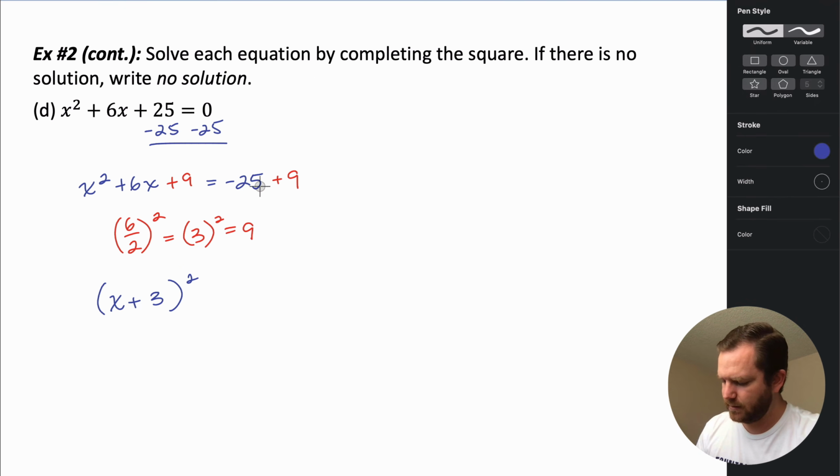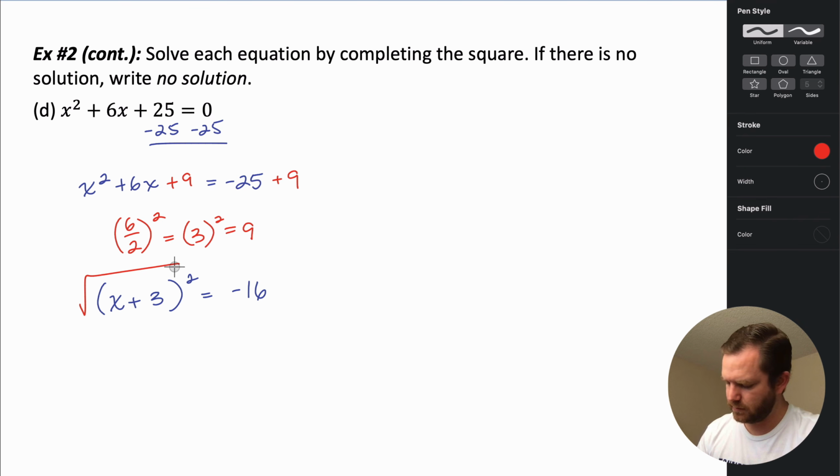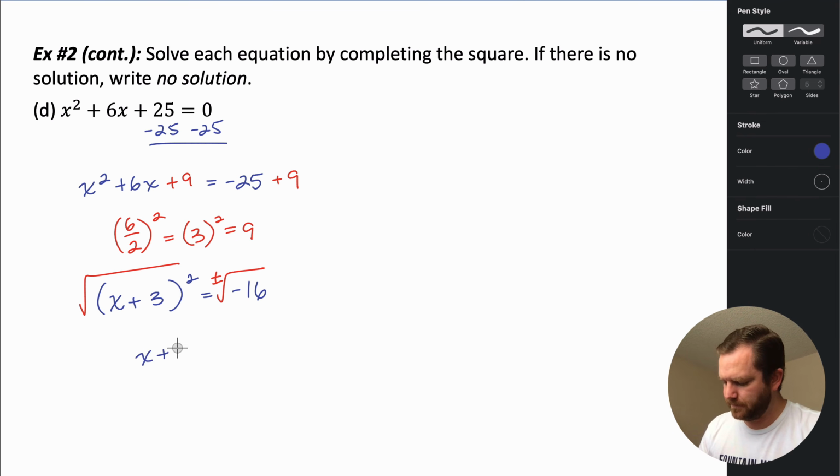And the right side, negative 25 plus 9, 25 minus 9, that's positive 16. We take the sign of the larger, so it's negative 16. So now take the square root. We know it has to be plus or minus square root there. We know the left side would result in being x plus 3.